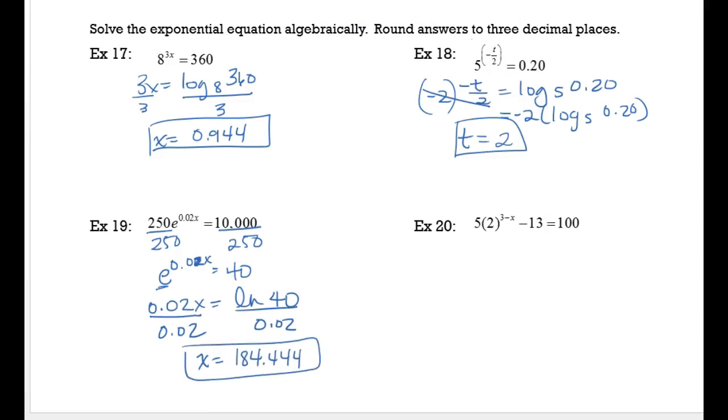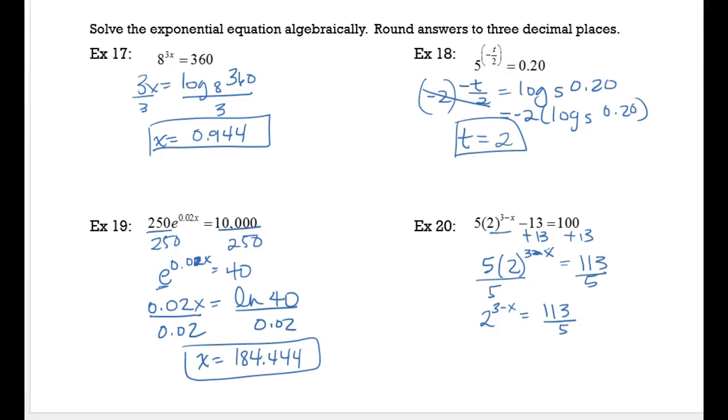All right, and on 20, we got a lot of steps going on. We want to isolate this guy right here, but we need to peel away the layers first. So I'm going to first add 13 to both sides. So I have 5 times 2 to the 3 minus x power equals 113. Now I still need to get rid of the 5, so I'm going to divide by 5. So now I have 2 to the 3 minus x power equals 113 over 5.